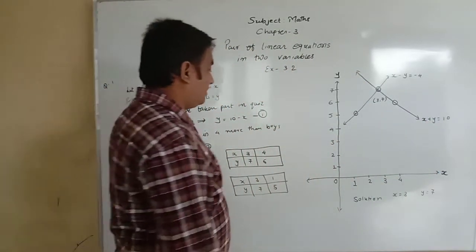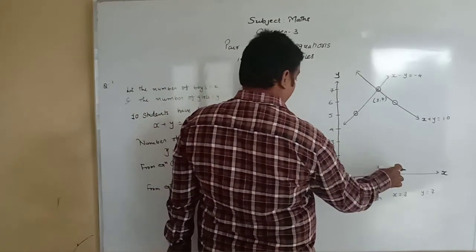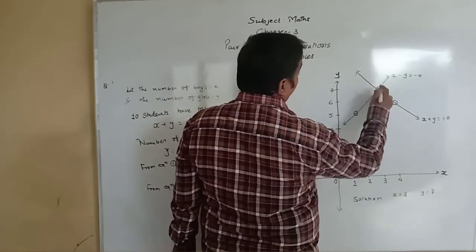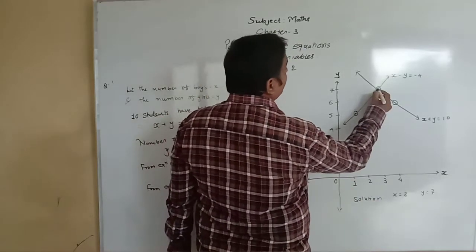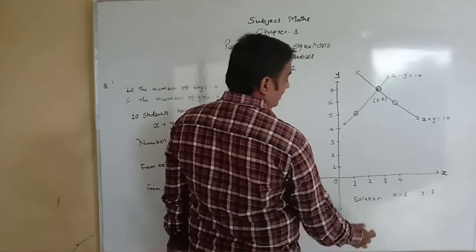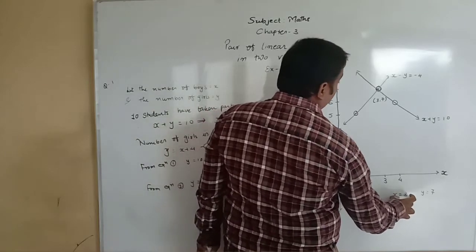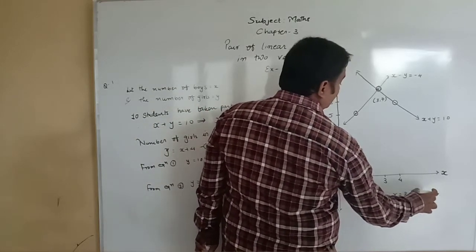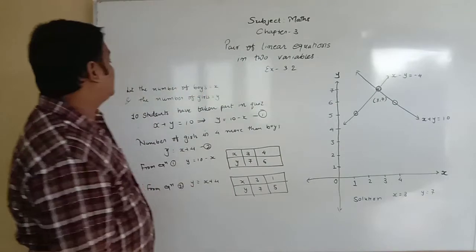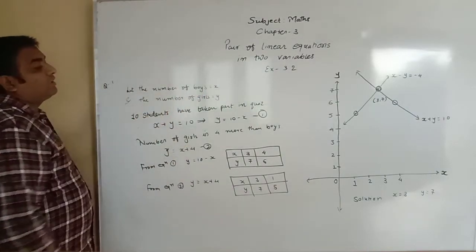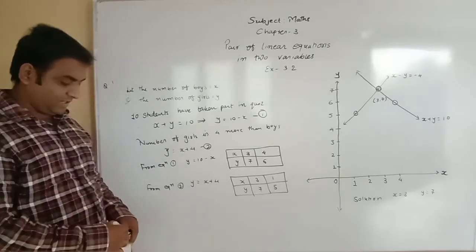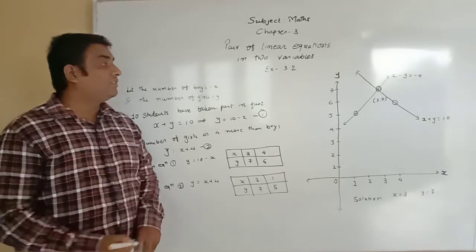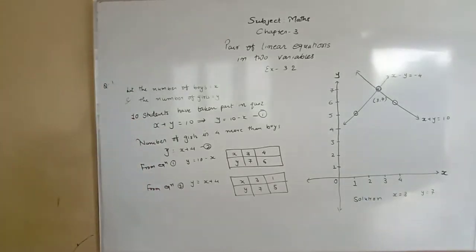For the second, 3, 7 and 1, 5, we plot the graph, then we get x minus y equals minus 4. Both the lines are intersecting at 3, 7, and so the solution of the equations is x equals 3, y equals 7. So x is the number of boys, so 3 boys have taken part, and y is the number of girls, meaning 7 girls have taken part in the quiz.